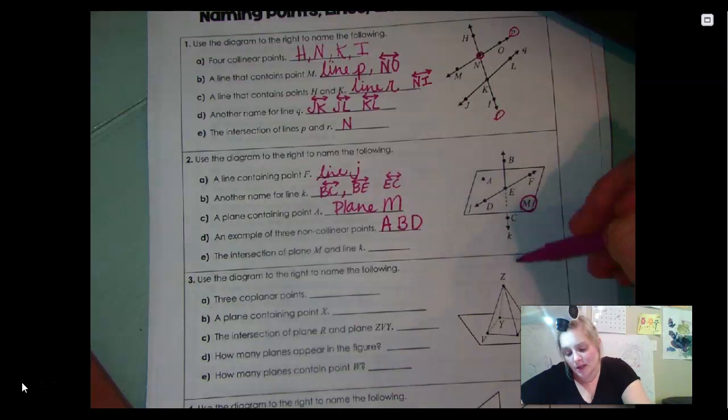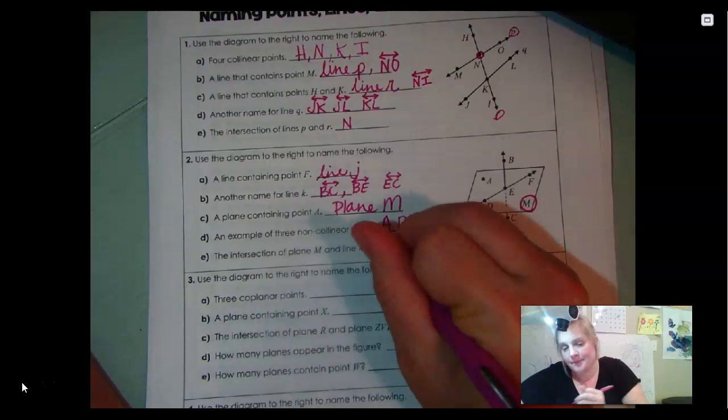The intersection of plane M and line K. So K is going through here. This is the plane. They intersect at point E. Okay? Number 3.